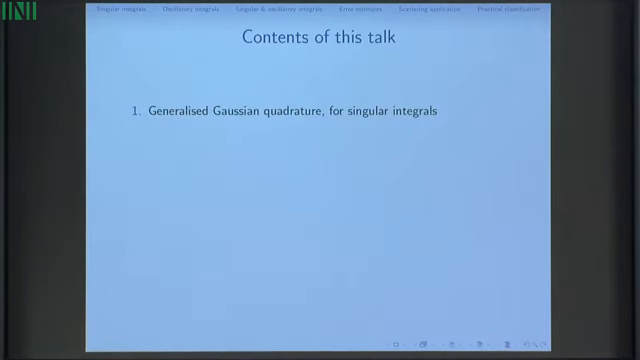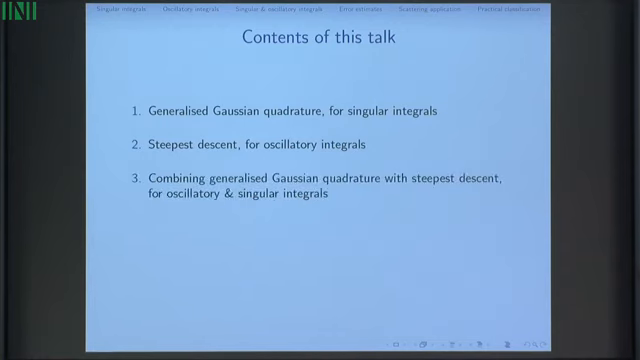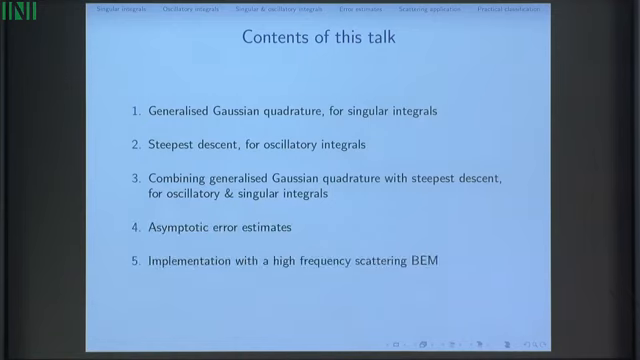So in this talk today, I'm going to start by talking about generalized Gaussian quadrature, because this is my method of choice for singular integrals. It's perfect if you know enough information about the nature of your singularity. Then I'm going to quickly recap steepest descent and how we use this for oscillatory integrals. Then I'm going to combine the two, which is quite straightforward and a very natural way to extend steepest descent to the case when you have singular integrals. I'll give a few derivations of error estimates. And then finally, I'll get back to this application that I mentioned, which was the motivation for all of this in the first place.